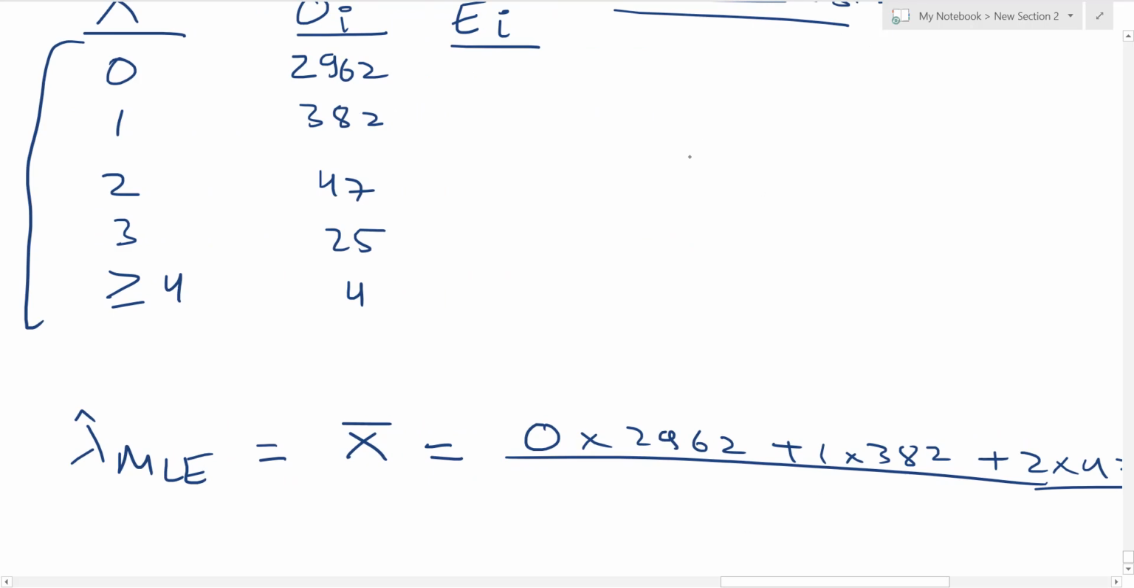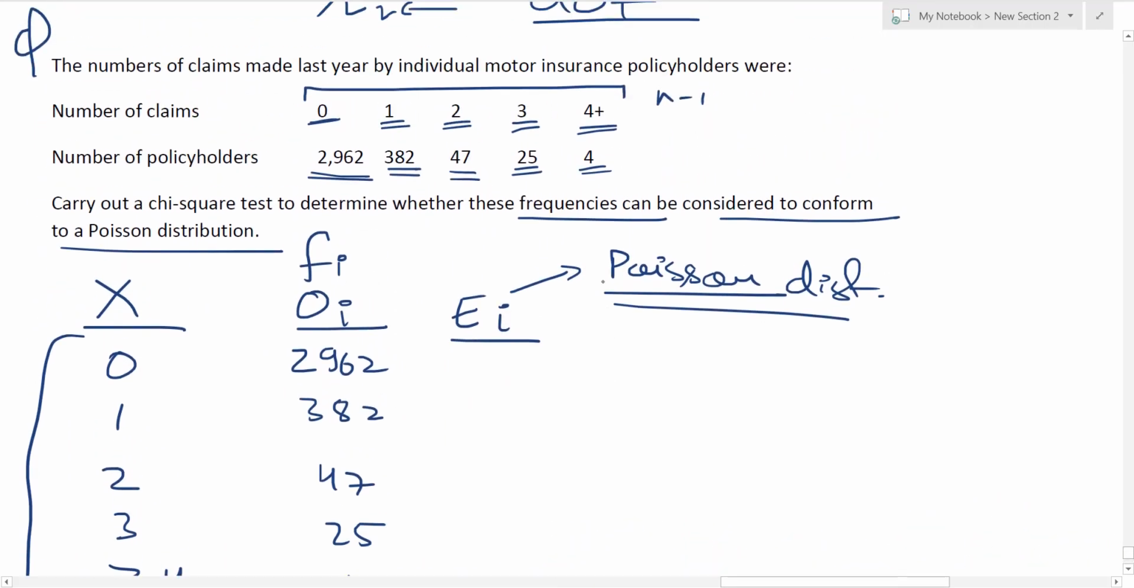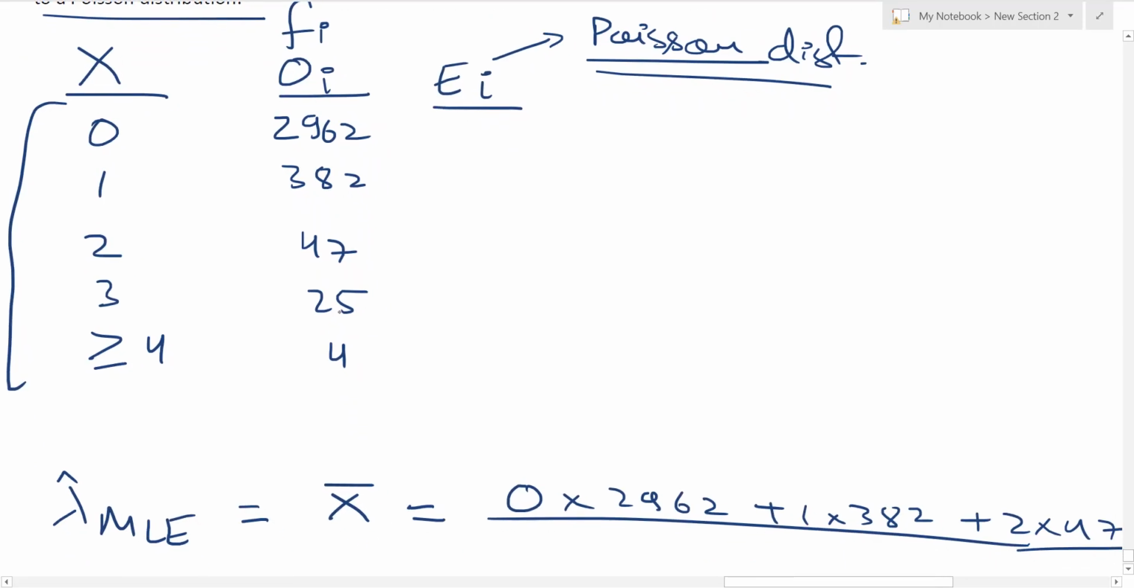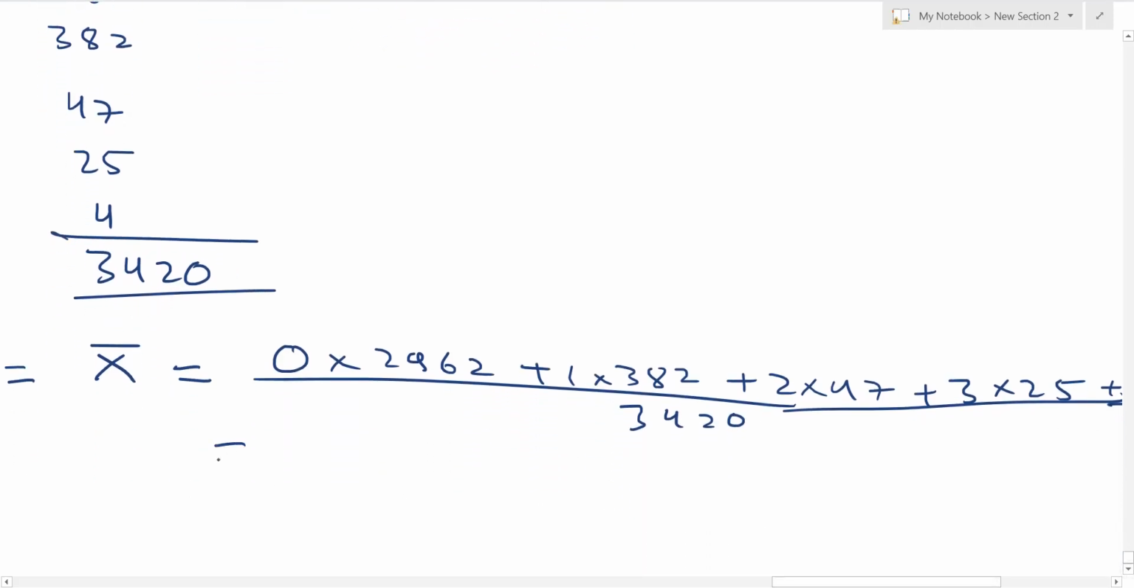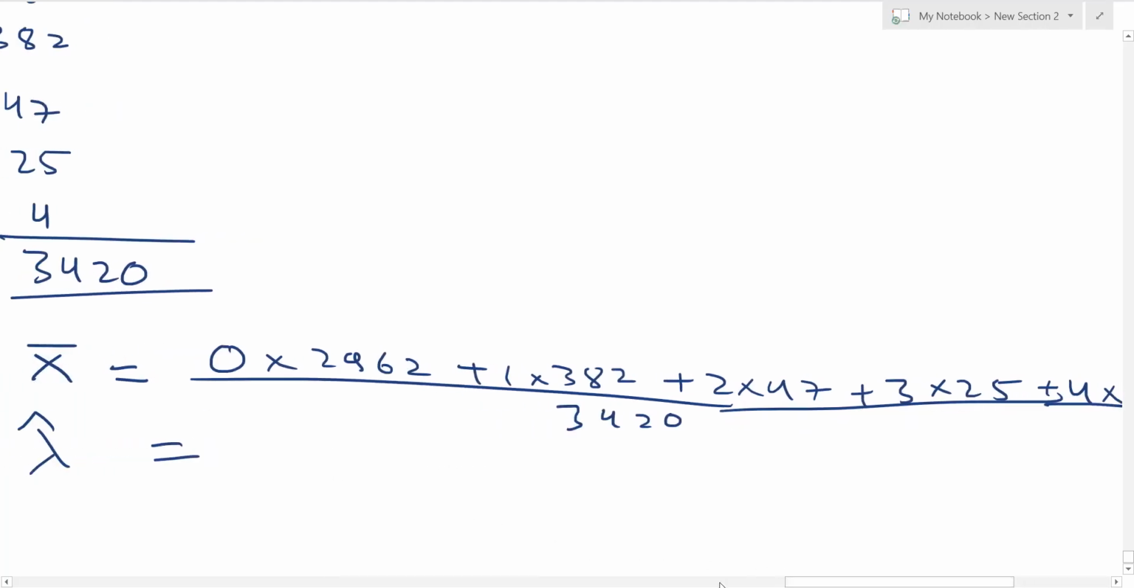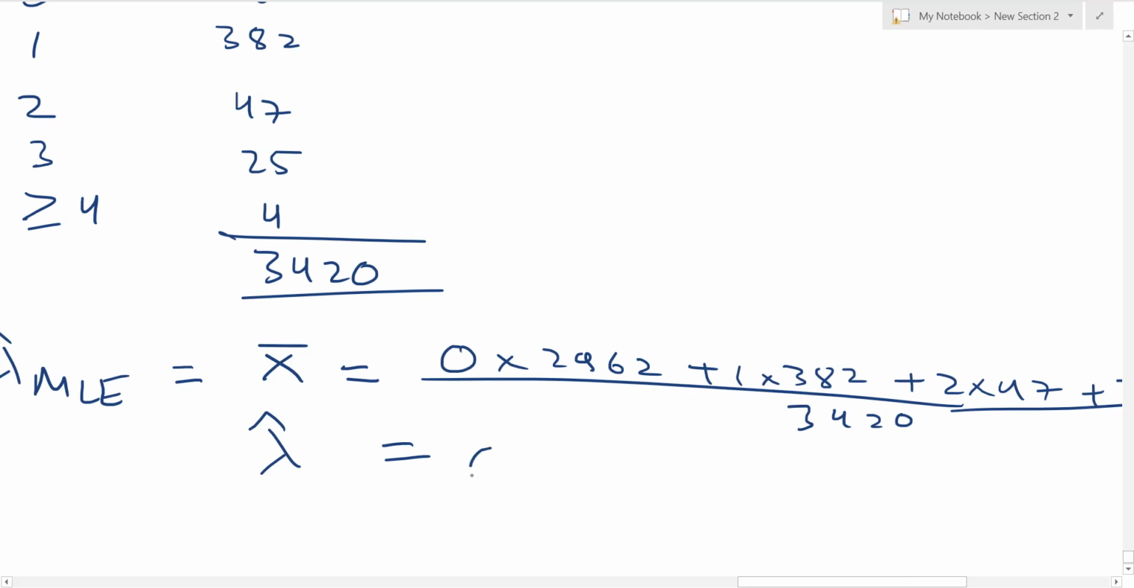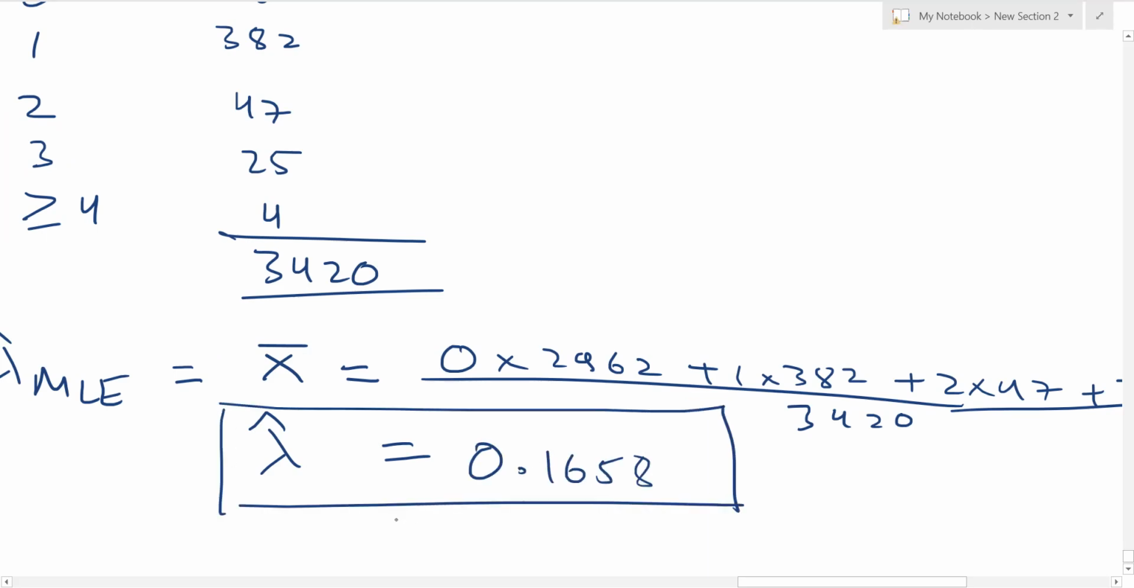The total number of policyholders that I had is not written. I'll have to add them up. So let's add these numbers that I've got. So this is your result, the sum of all of these, and I'll divide it by the total, 3420. So let's see what the value of lambda hat is. It becomes 0.1658. So this is what you have got, right?